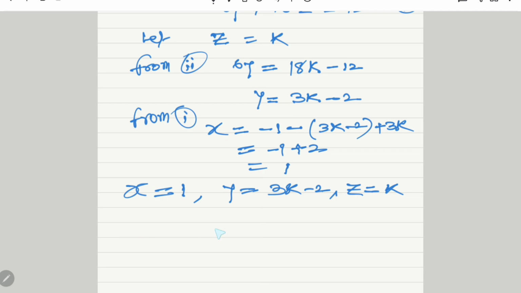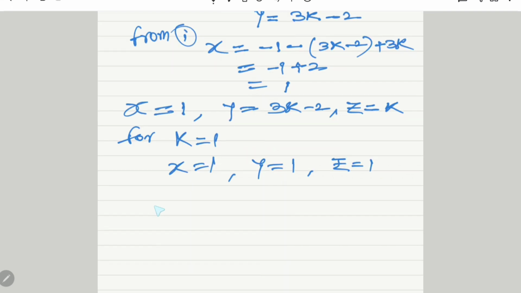Therefore, to cross check it, we consider one value for k as 1, suppose. For k equal to 1, we get x is equals to 1, y is equals to 3 minus 2 as 1, and z as k, k is 1, and therefore out of infinite, this is one of the solution. X is equal to 1, y equal to 1, and z is equals to 1. And for these values, we cross check whether that equations are satisfied or not.